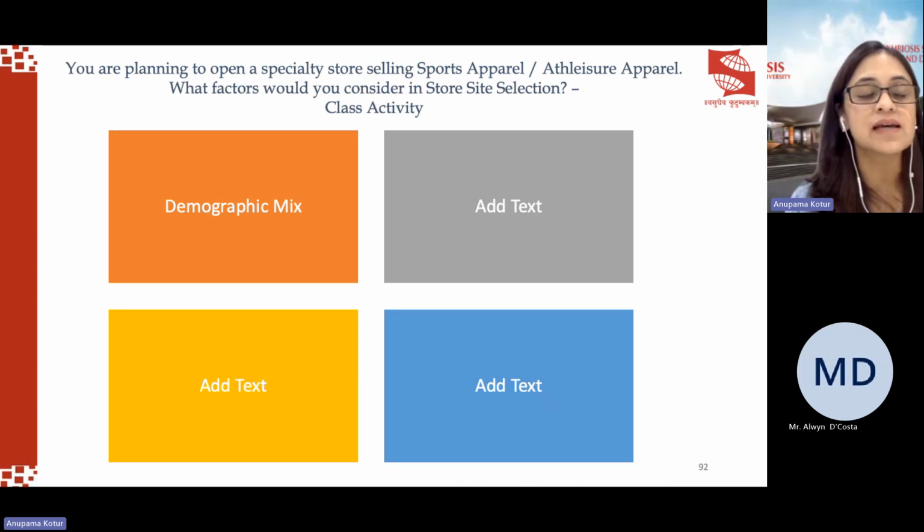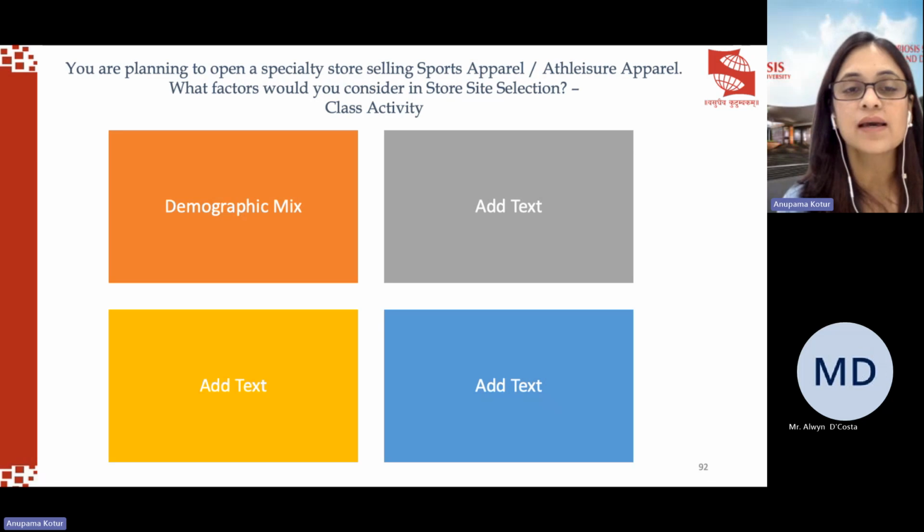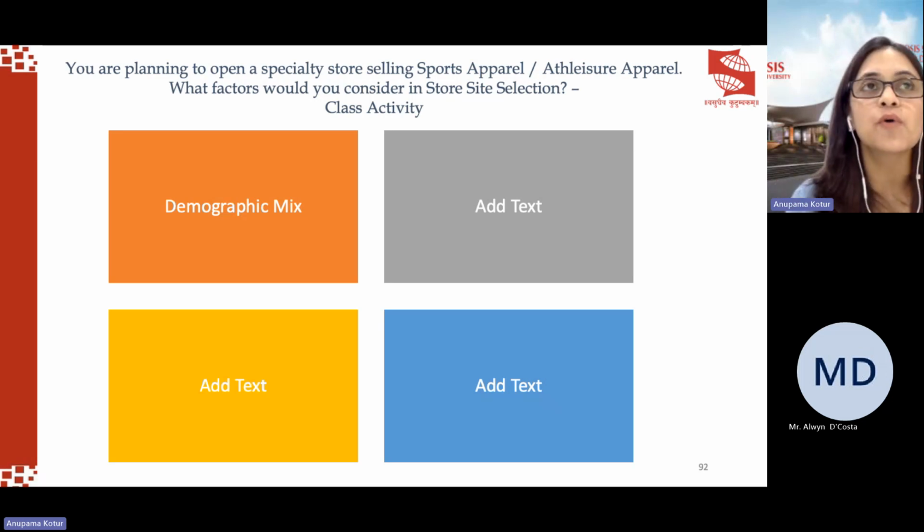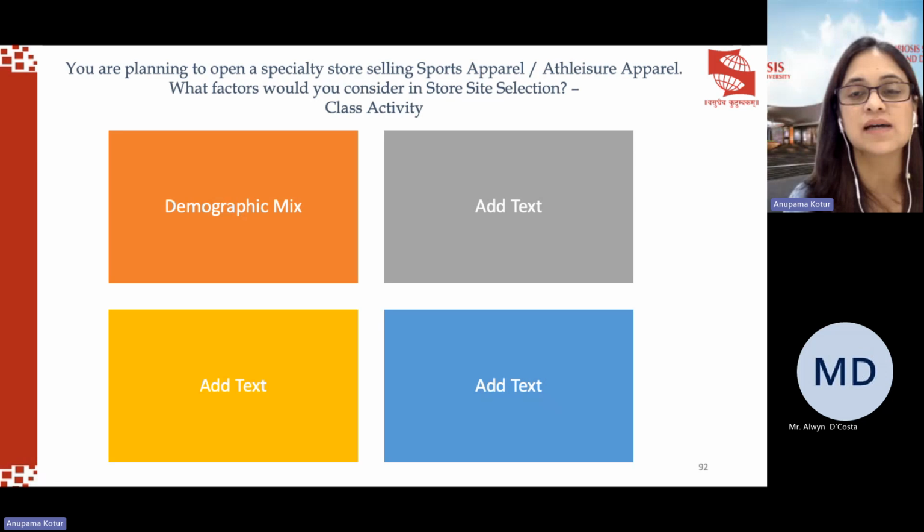Okay, now I have an exercise for you in the presentation. I would urge everyone to spend the next 5 or 10 minutes doing this exercise, or maybe whenever you have the time. In this exercise, what I really wish you would do is, assuming that you are looking at setting up a sports apparel and athleisure apparel brand, I would want you to think about your own city and then come up with, say, several factors that you would consider before choosing a store site, right?